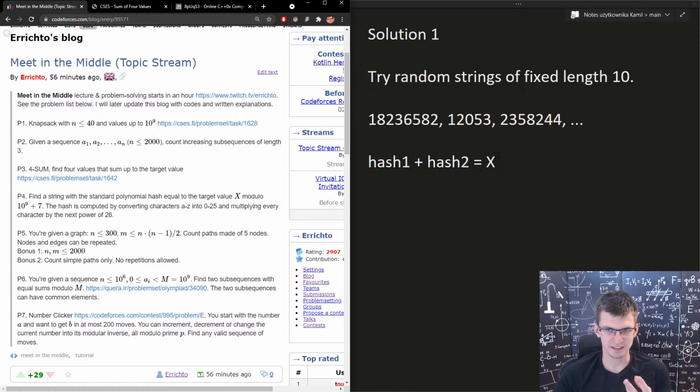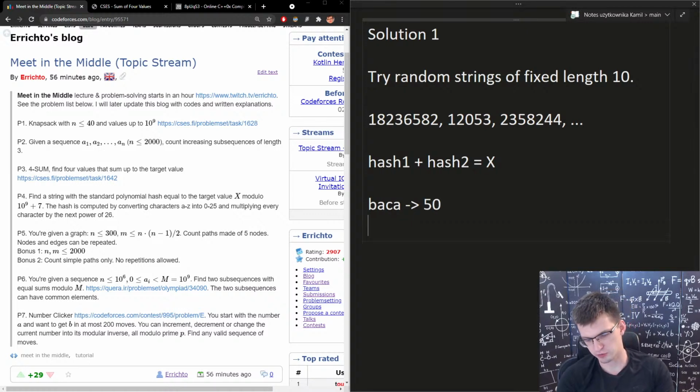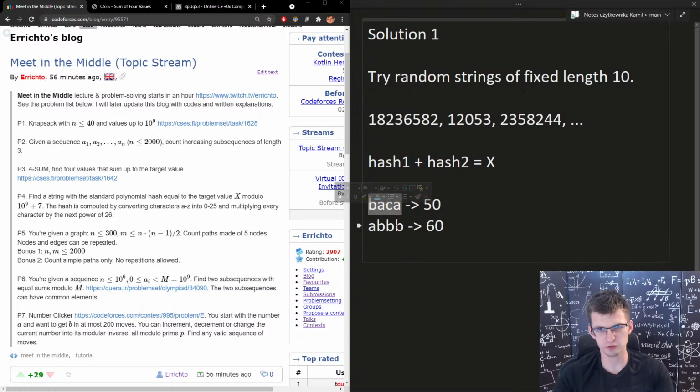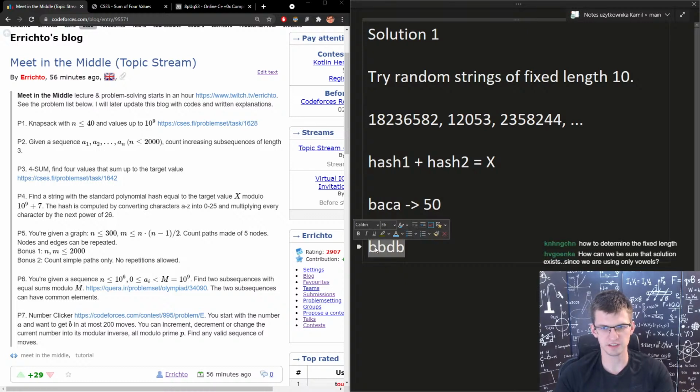What is, by the way, adding strings? Well, if you realize that this string has hash equal to 50, and this other string, I don't know, A, B, B, B, has hash equal to 60, and you want to get 110, then you should just add those two strings in base 26. You will get B, B, D, B. I think this is the sum of those two. Then you will get 110.